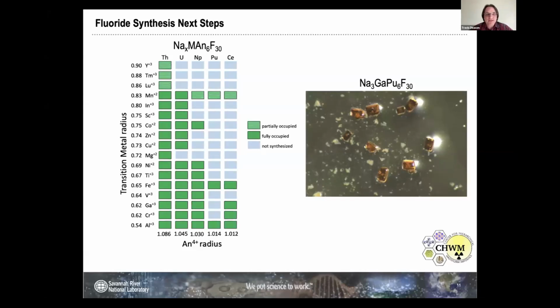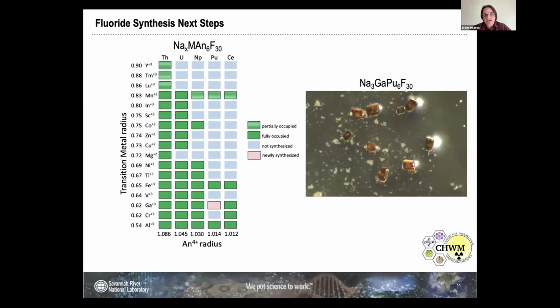The Neptunium is the one this research was focused on, and then it gets less and less as you move on, but you get a smaller ionic radius as well. So maybe it's just not able to incorporate the different size transition metal radii. But we do hope to extend that a little bit.